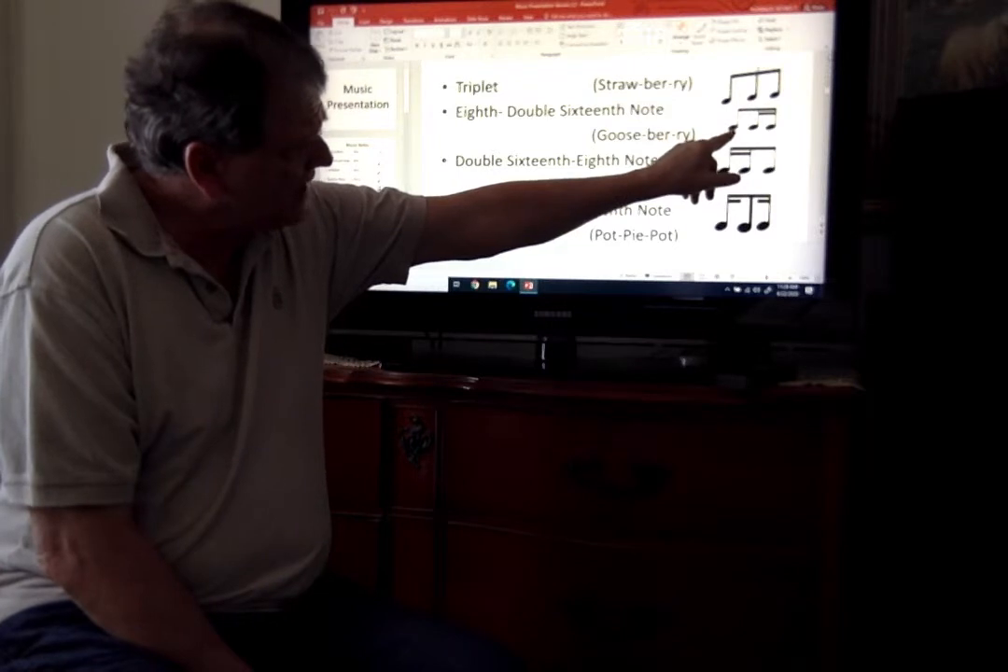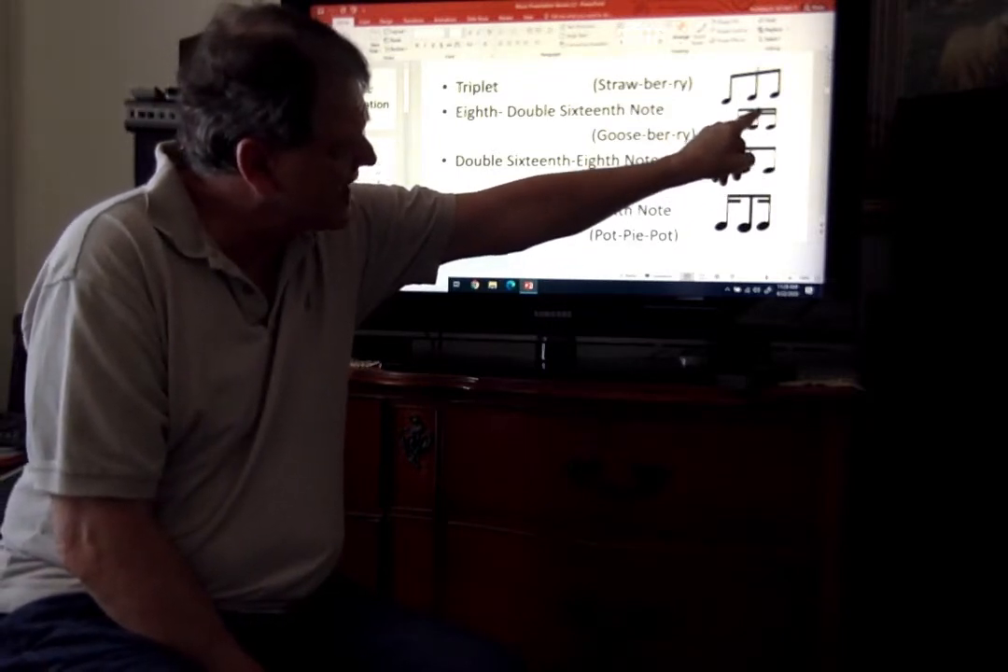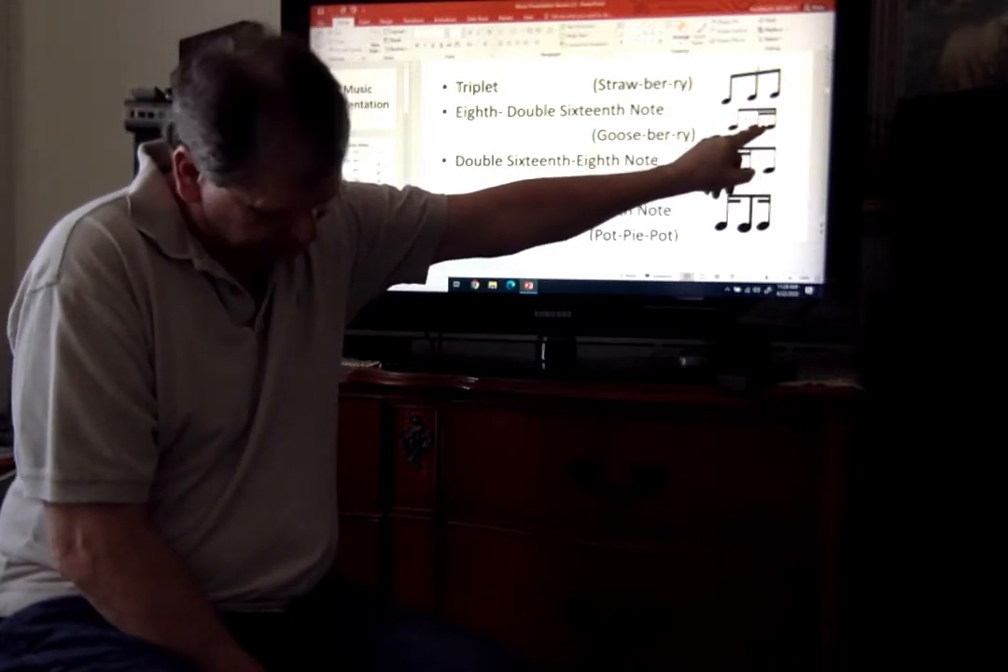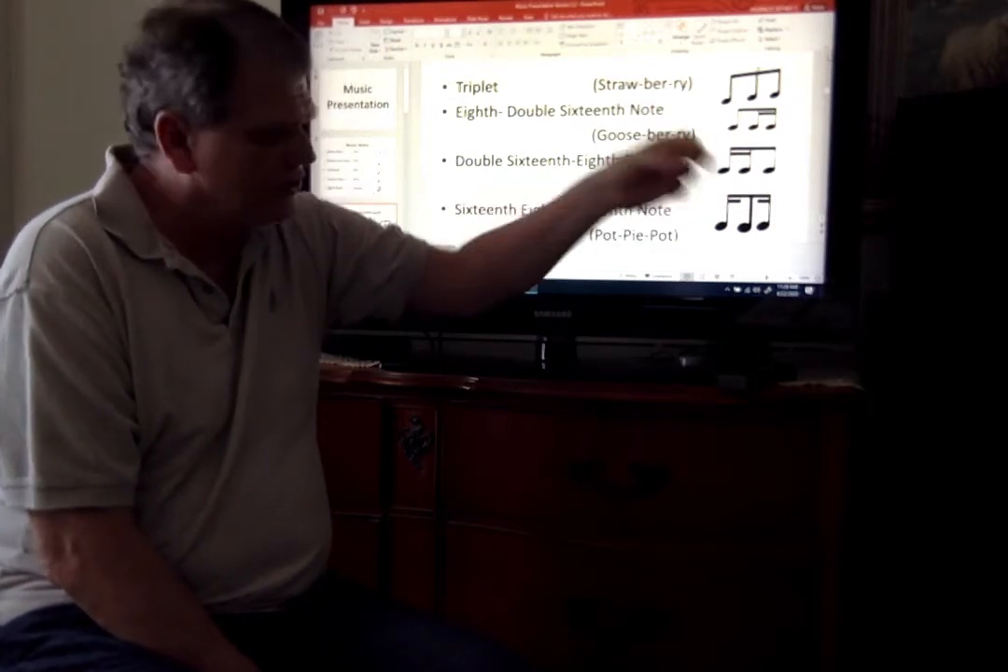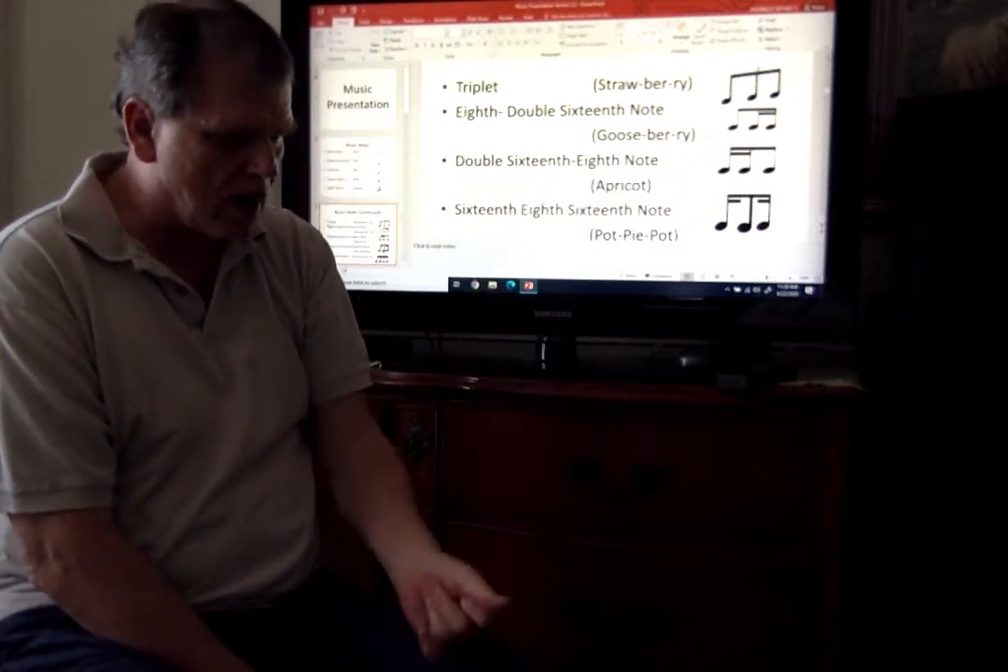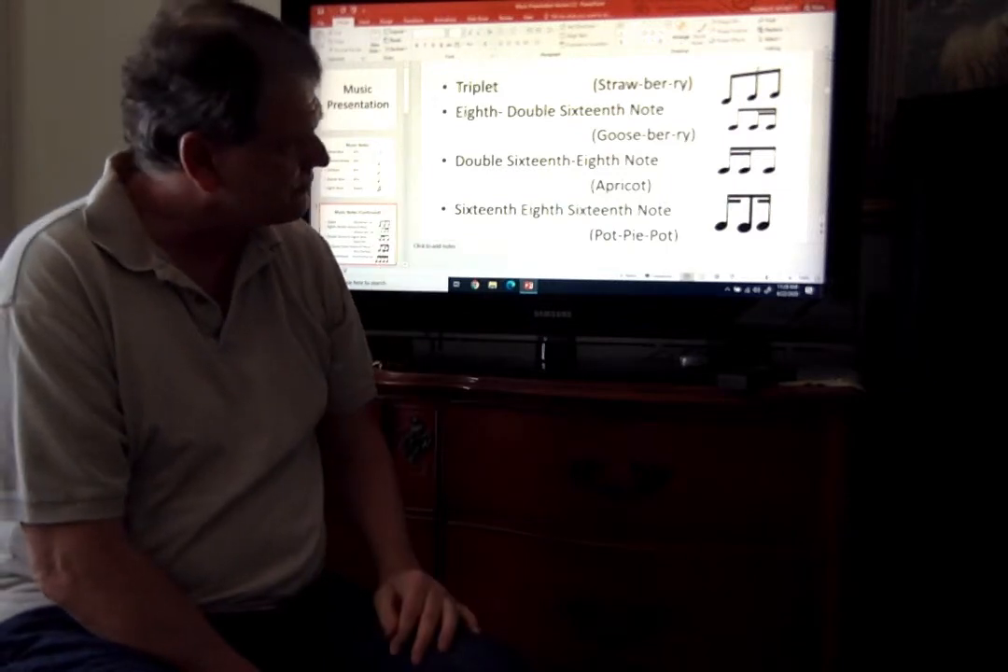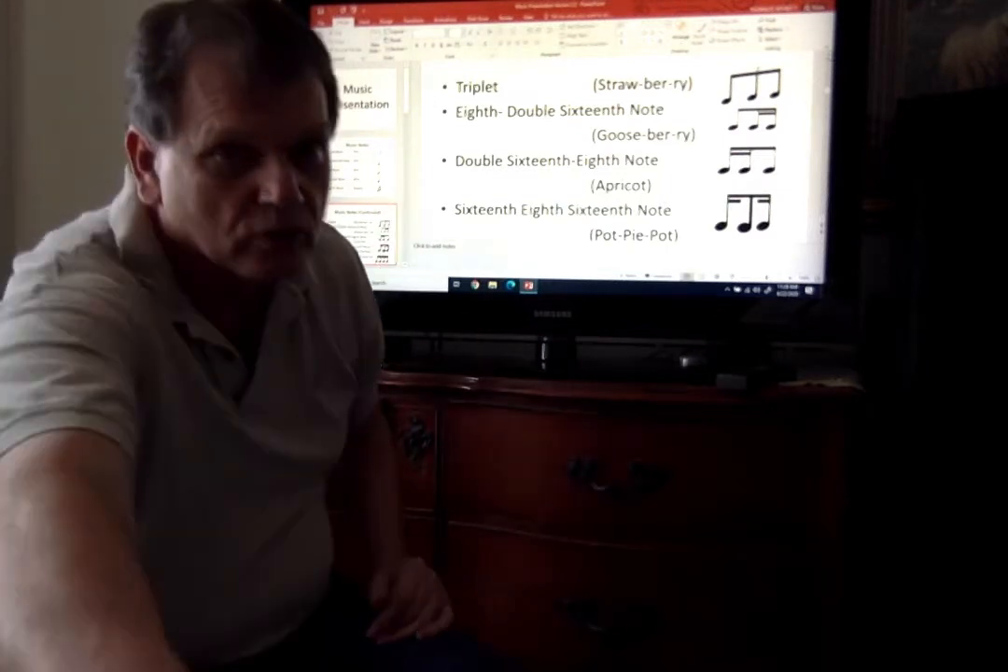Gooseberry has a long sound followed by two short sounds. When you have that second beam going across, these notes are shorter than that. So it's gooseberry, or bum, bum, bum. They also sound faster because they're shorter.